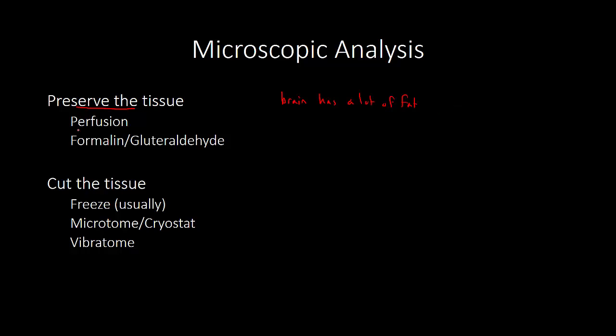So the first thing we need to do is a perfusion, which is basically driving preservative through the circulatory system.